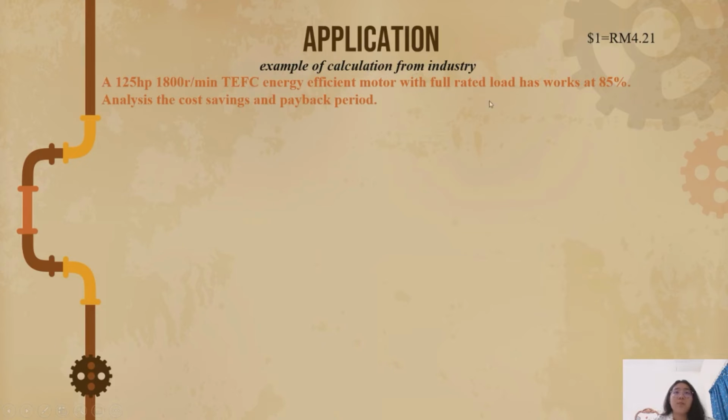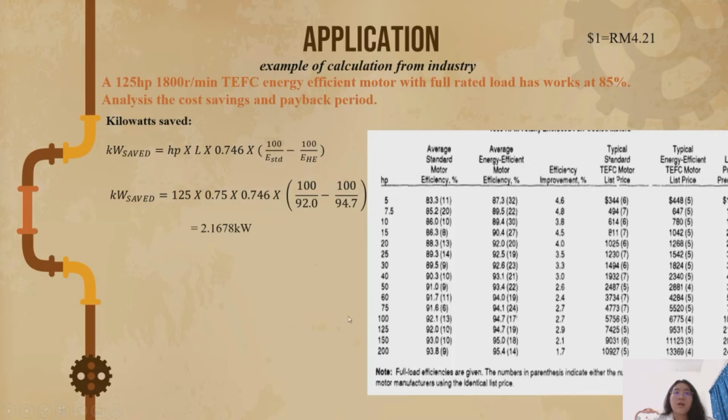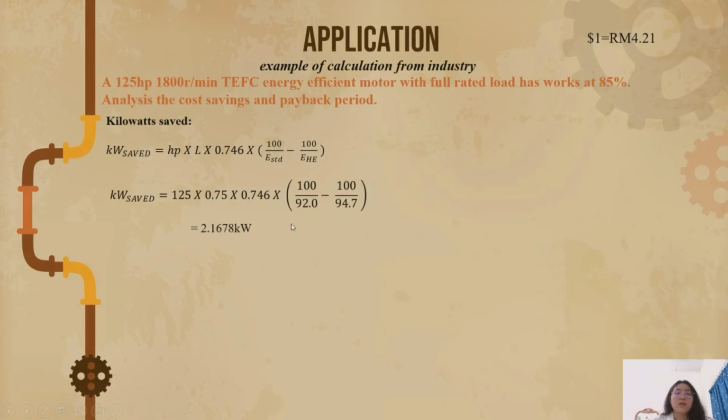So, analysis of the cost savings and the payback period. We can calculate the kilowatt saved first, and this is the formula. ESTD stands for the efficiency of the standard motor, and EHE stands for the efficiency of the EEM. For getting this value, we can look at this table at the 125 HP, and we can get the standard and EEM. The value is 92 for standard and 94.7 for the EEM. Now we can insert the values and get the kilowatt saved, which is 2.1678 kilowatt.